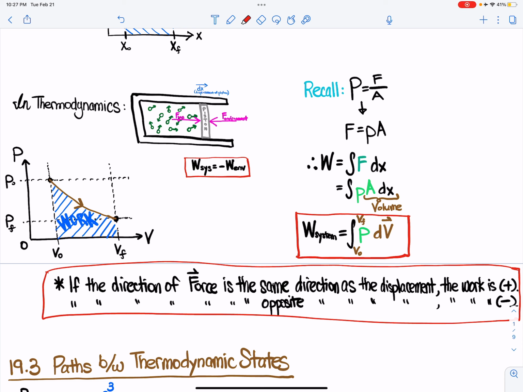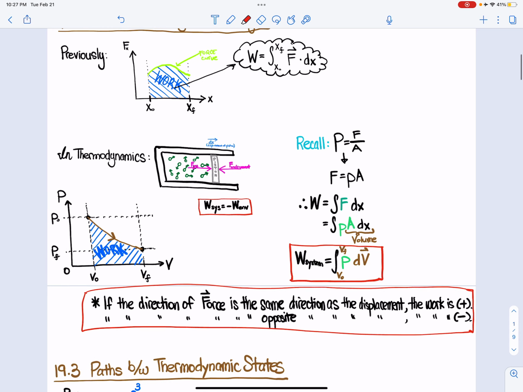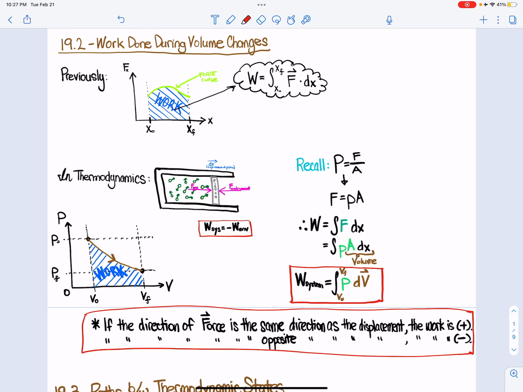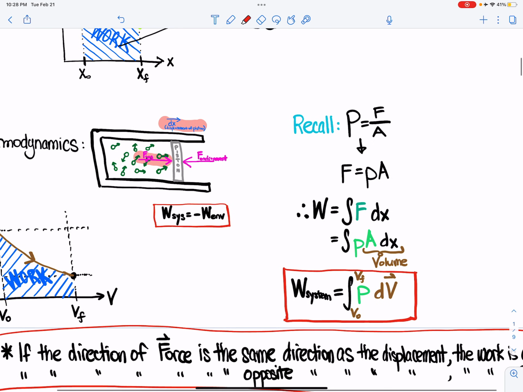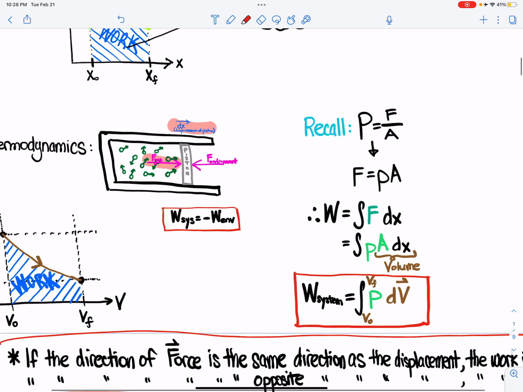All right. Some good things to know in section 19.2. If the direction of force is the same direction as the displacement, then the work is positive. And if the direction of force is in the opposite direction as the displacement, then the work is negative, okay? So let's look at our piston example. The direction of the force, for our system, or gas, is the same direction as the piston moves, to the right. Then the work done by the system is positive, okay?